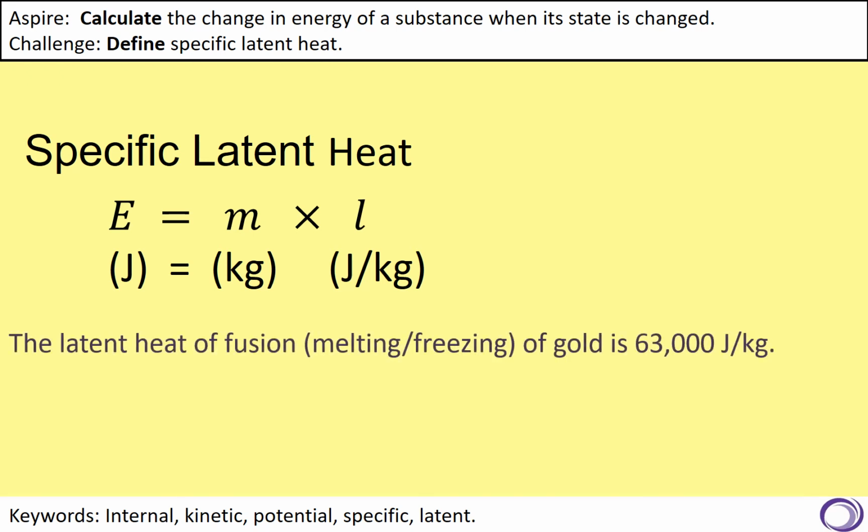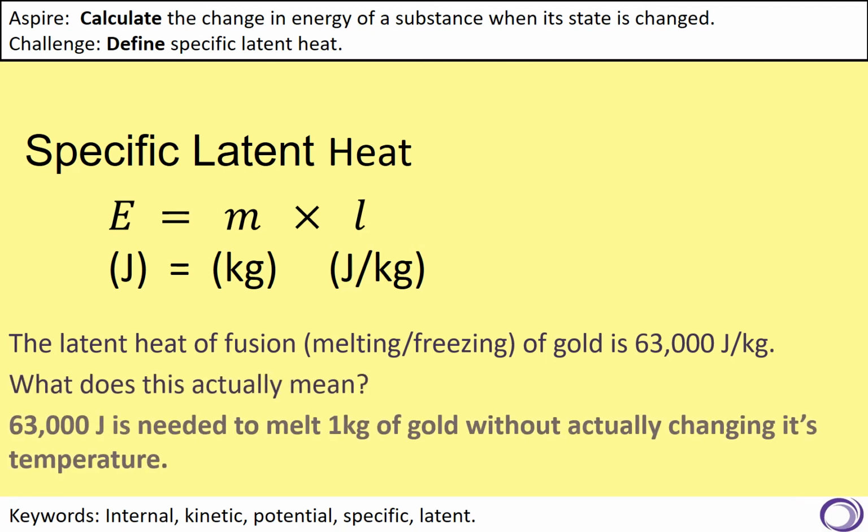So here's an example. The latent heat of fusion of gold is 63,000 joules per kilogram. And what does that actually mean? That means that if I put in 63,000 joules of energy to melt 1 kilogram of gold, it won't actually change its temperature. It will melt.